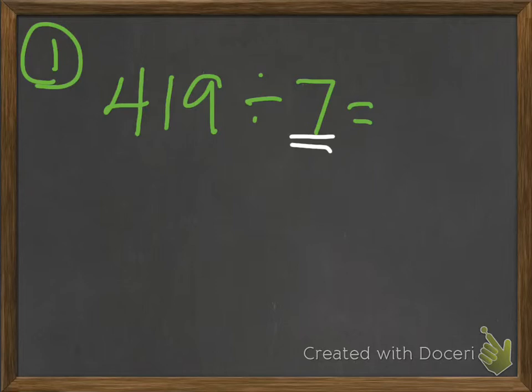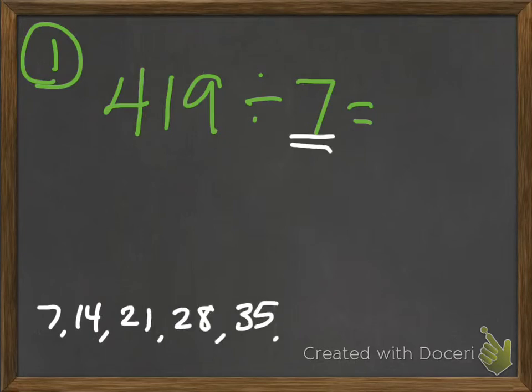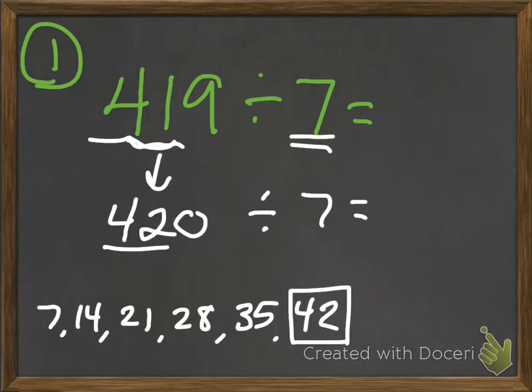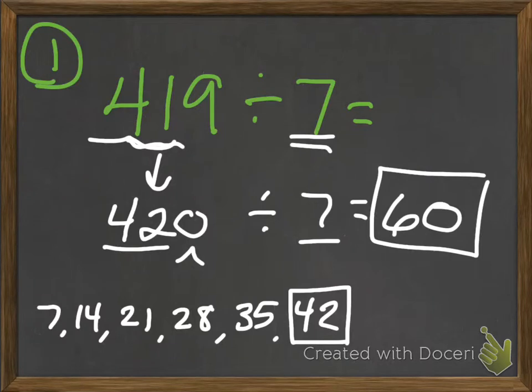Okay, so I'm thinking about my multiples of 7. They are 7, 14, 21, 28, 35, 42. Aha, 42 would be a good number. See, I see 41 up here, 419. That is awfully close to 420, which starts with 42. I can do 420 divided by 7, so I'm going to use that compatible number. 420 divided by 7. 42 divided by 7 is 6. 6 times 7 is 42. And then tack on the 0, and I get 60. Okay? Let's try another one.